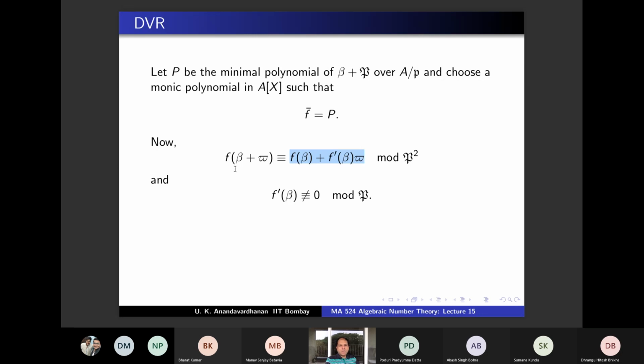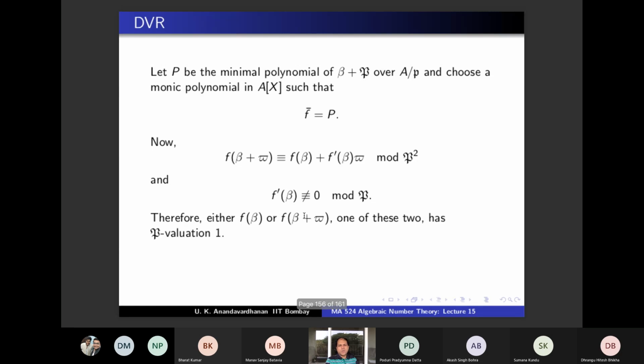If this has valuation 1, what will be the valuation of this? It will be 1, because this difference has valuation at least 2. So again, it will be the minimum. So the conclusion is either this has valuation 1 or this has valuation 1. One of these two certainly has valuation 1.